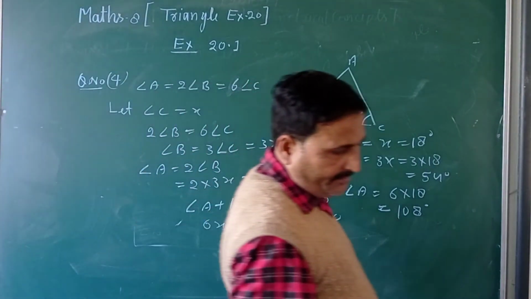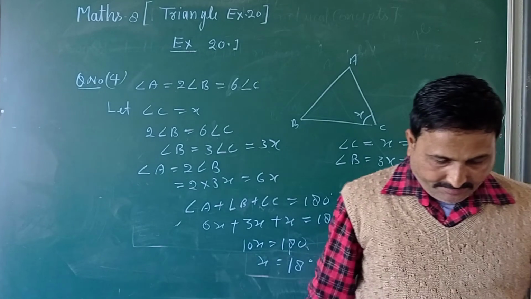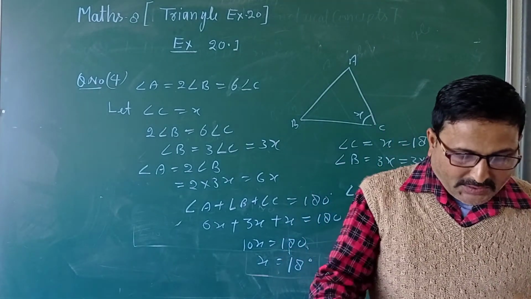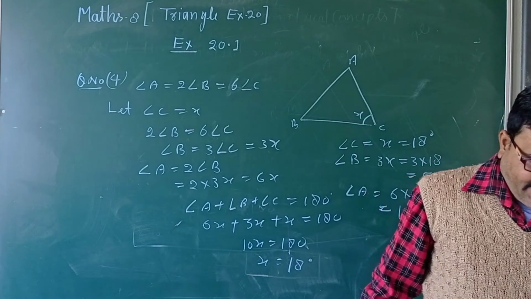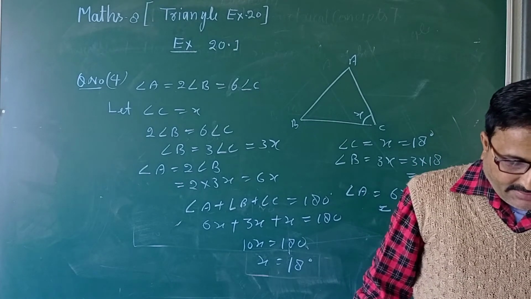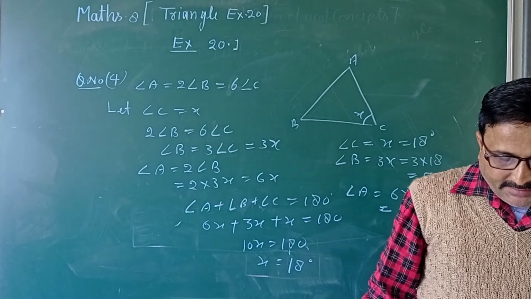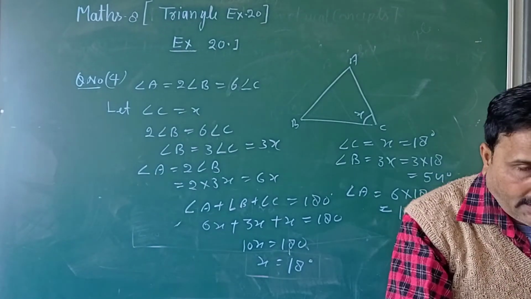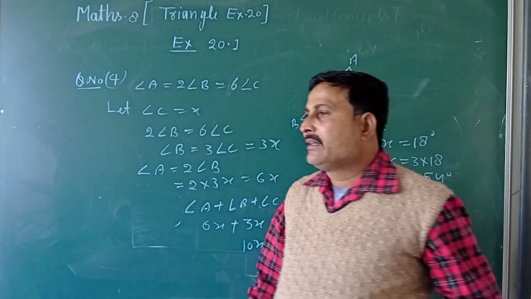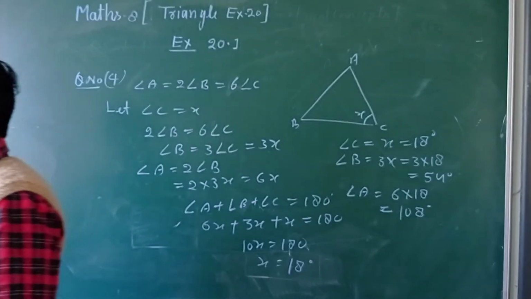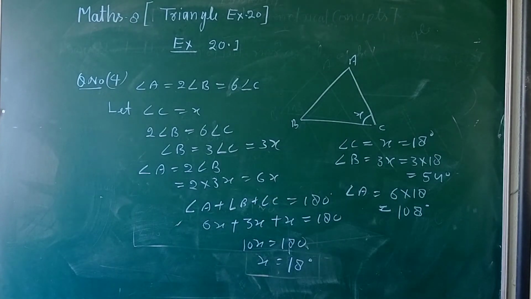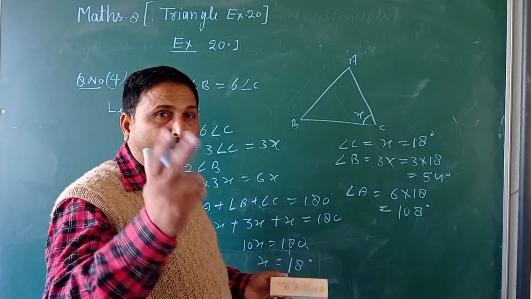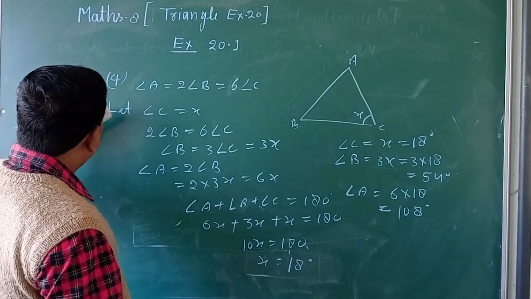Okay, simple question. Now see one more question. 9th question. The 6 questions before are very familiar to you. In an isosceles triangle, the vertical angle is 30 more than the base angle. Find the angles of the triangle. See what type of triangle is given. This triangle is an isosceles triangle, which means two sides are equal, so two angles are already equal.